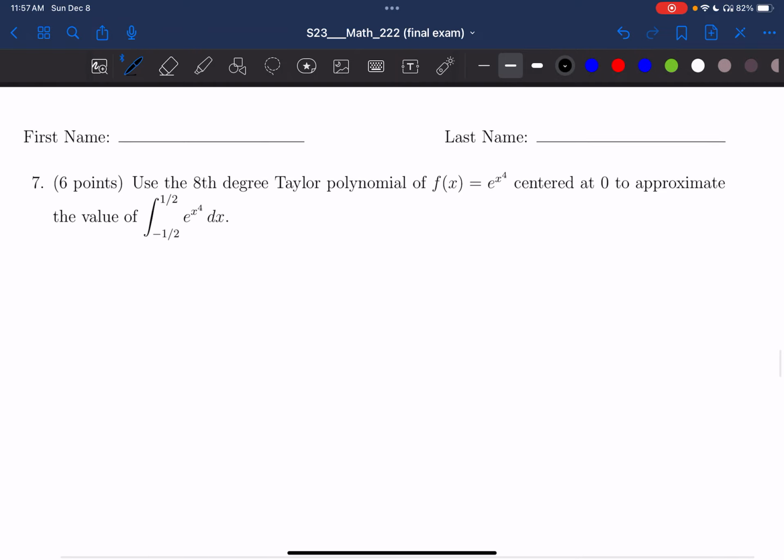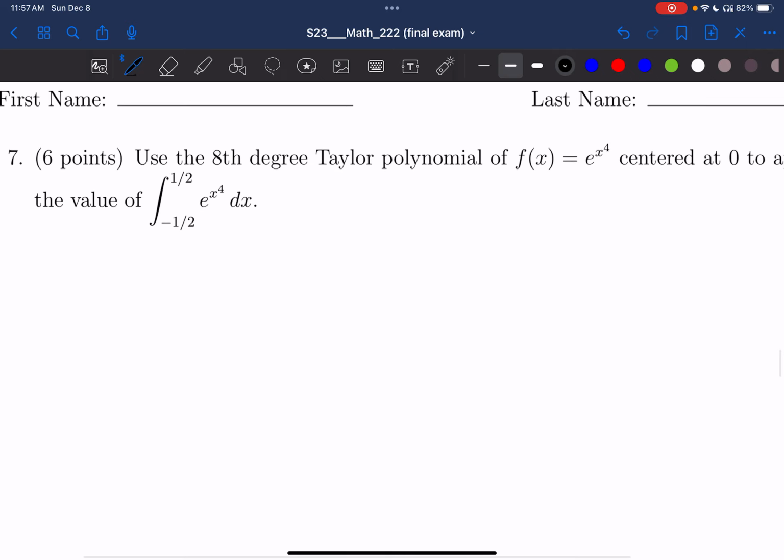Use the 8th degree polynomial centered at 0 to approximate the value. This is the series that starts with an M, I don't know how to say it. So, we know that e to the x is going to be equal to the summation n equals 0 of x to the n divided by n factorial.